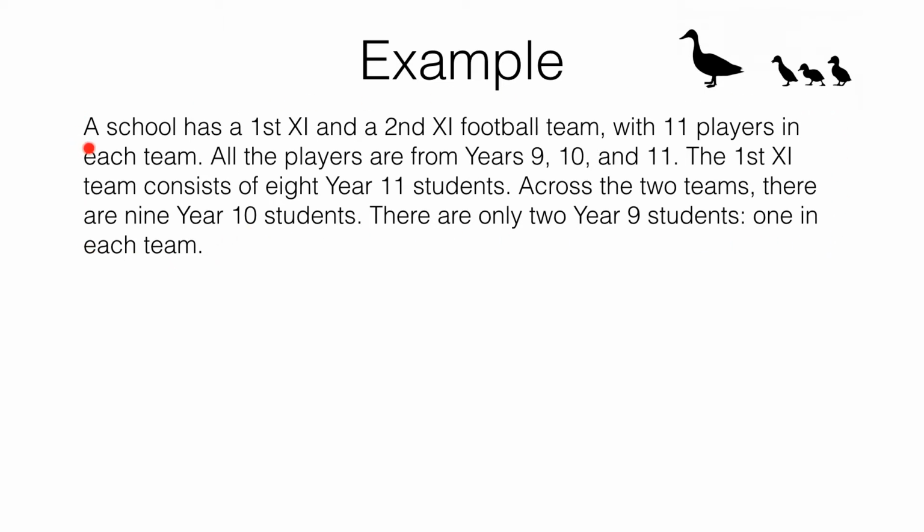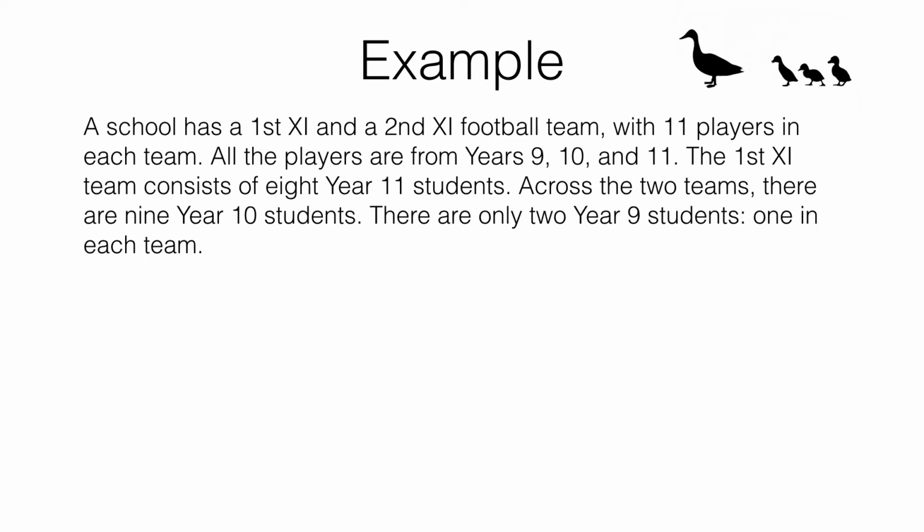We're told that a school has two football teams, a first 11 and a second 11. There are 11 players in each team. All of the players are from years 9, 10 and 11. Now, the first 11 team has 8 year 11 students. Across the two teams, there are 9 year 10 students, and there are only 2 year 9 students, one in each team. So this all looks really complicated, but what we can do is construct a two-way table that is going to help us loads with the questions that are going to come.